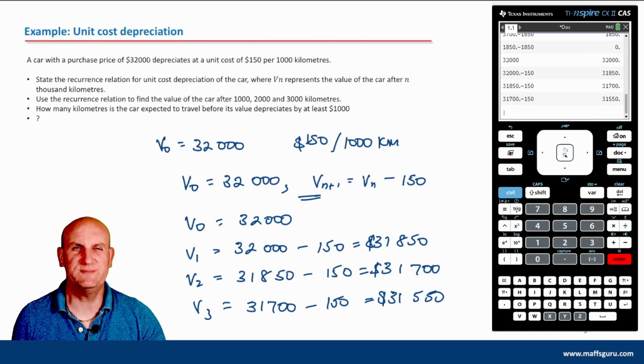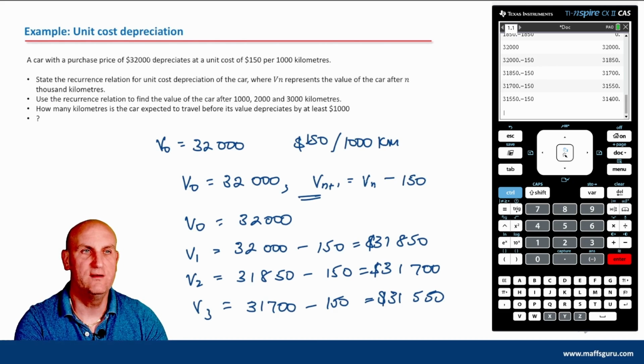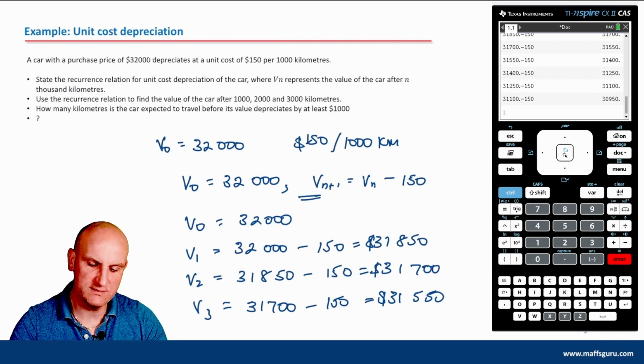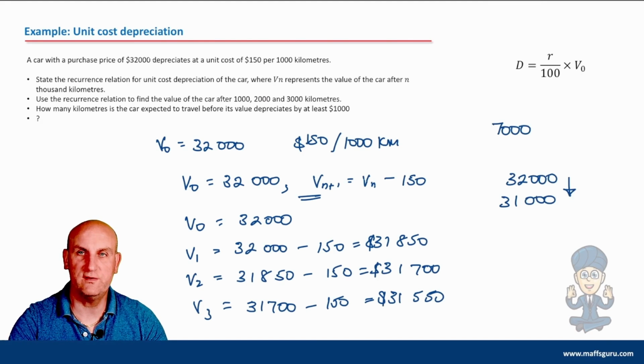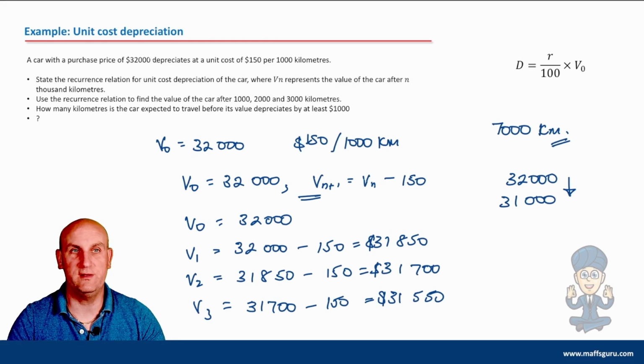How many kilometers is the car expected to travel before its value depreciates by at least $1,000? Well, I've done 3,000, so I'm going to hit enter. 4,000, 5,000, 6,000, 7,000 kilometers. Now, how did I know it was 7,000 kilometers? Well, my car started at 32,000. I want to see when is the first time it gets down to 31,000. Well, it doesn't get down to 31,000, it gets down to 30,950 in fact, and so in which case my correct answer there would be after 7,000 kilometers. Now again, these questions are you just interpreting and reading what's being done.